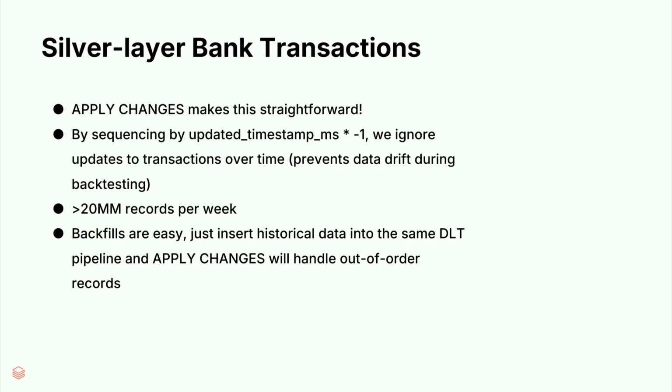And we've got this pipeline running in production. It's processing a little over 20 million records per week. And one final benefit is that backfills are super easy. We can just point all our historical data into the same pipeline. And by virtue of apply changes handling out of order records, we don't have to do anything else.